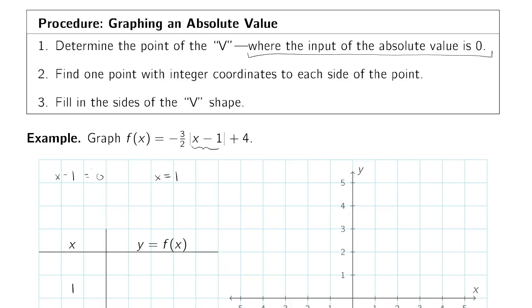To figure out the value of y that goes with that, I'm going to take f of 1, which is negative 3/2 times the absolute value of 1 minus 1, plus 4. 1 minus 1 is 0. Its absolute value is 0. Negative 3/2 times 0 is 0. So that just comes out to 4.